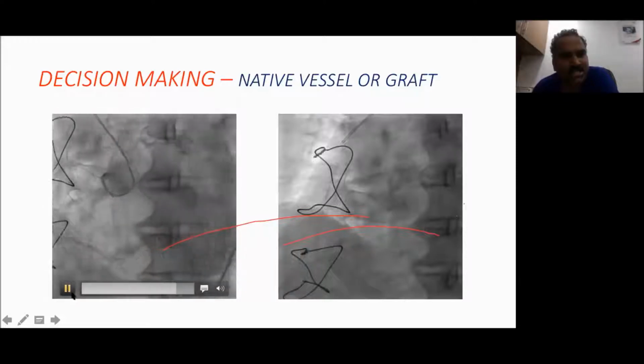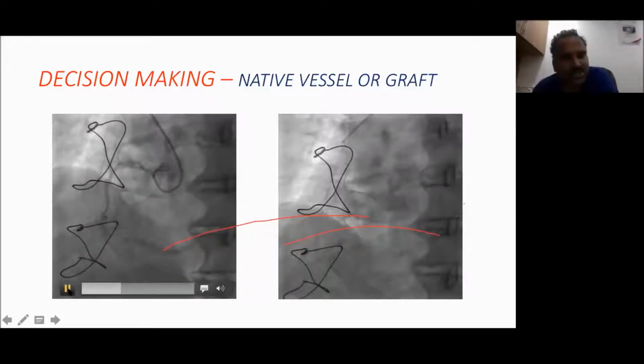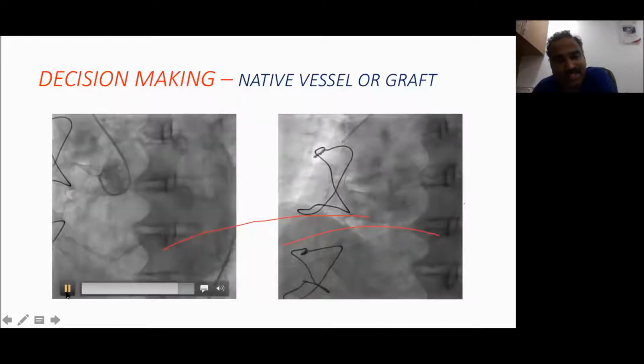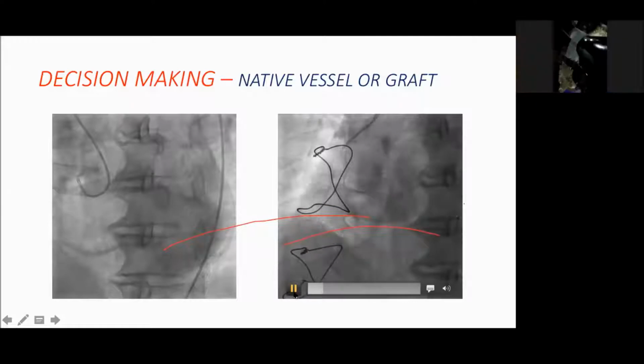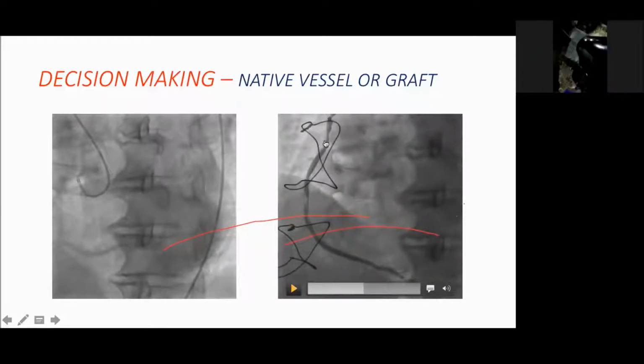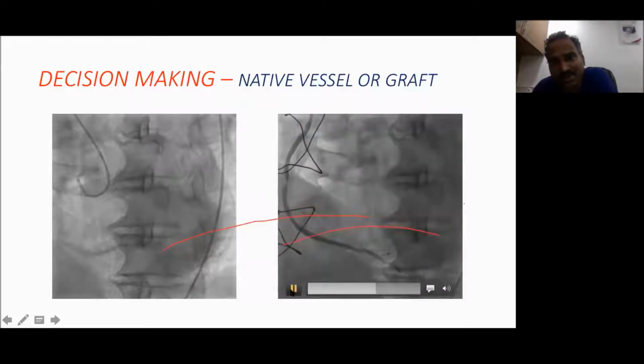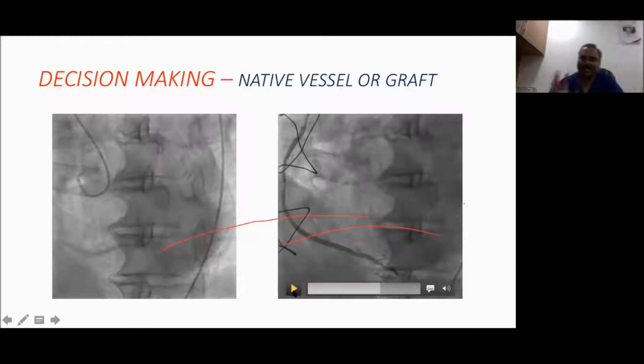So this is the native RCA. I don't know whether you are able to appreciate, it is diffusely diseased from the ostium. In fact, my 5 French catheter is not entering the ostium because of the tight lesion there. So there is a diffuse lesion from the ostium and also in the mid RCA, and a tight lesion in the distal RCA. So this is the native RCA scenario, and you can see the venous graft. There is a lesion in the proximal area and also one more lesion here. So there is a venous graft lesion, but this venous graft is almost 12 years old.